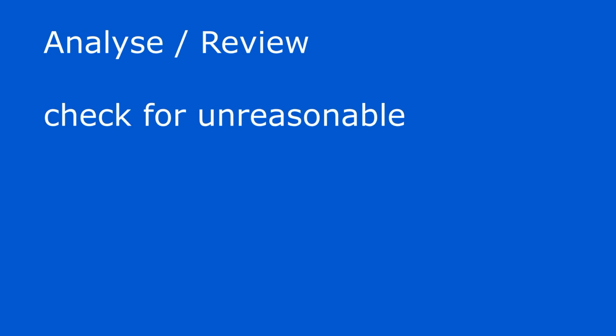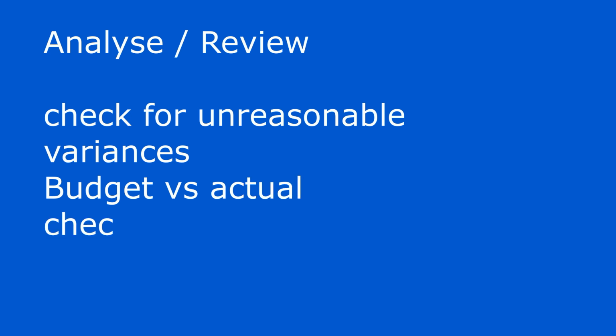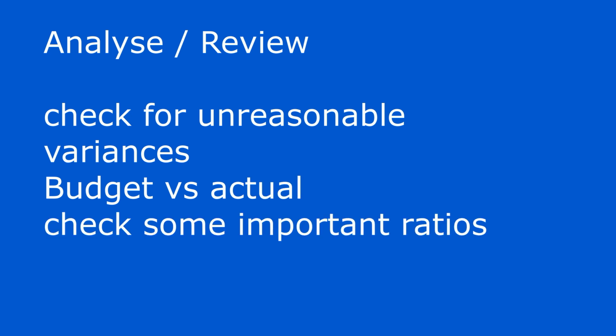In the last step, you review and analyze your reports. You check for unreasonable variances. If you have the data from last year, you compare it. If you have a budget, you compare budget versus actual, and you also check important ratios. How much is the sales to revenue ratio or profit to revenue ratio? Then you will know if it is reasonable or not. If it is not reasonable, you go through and look for the reasons for that.